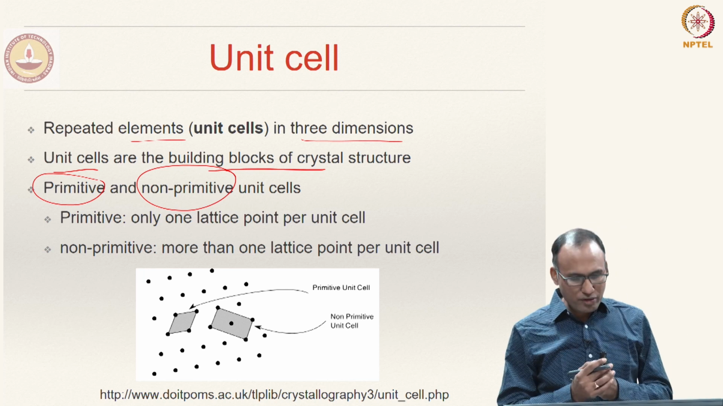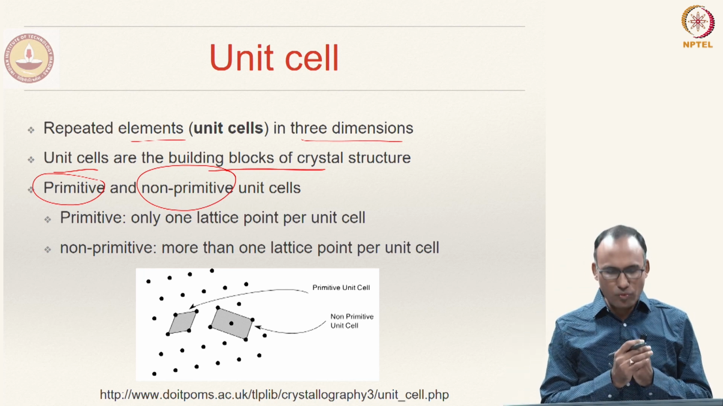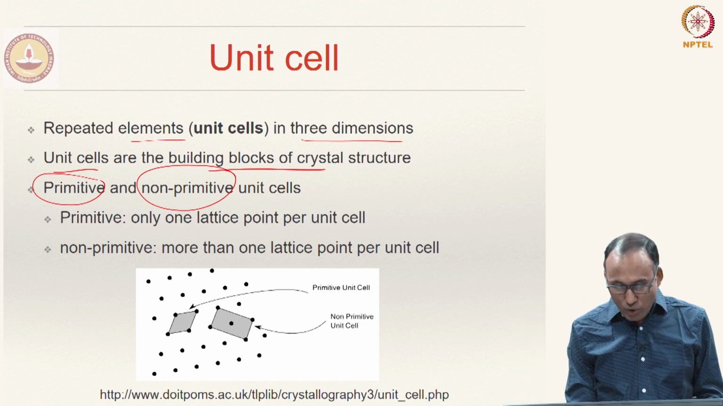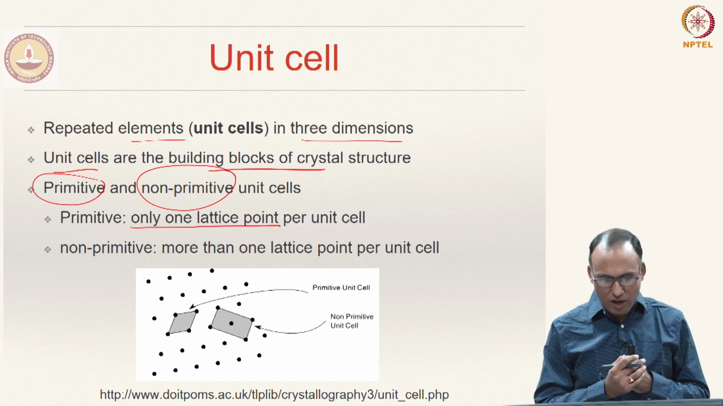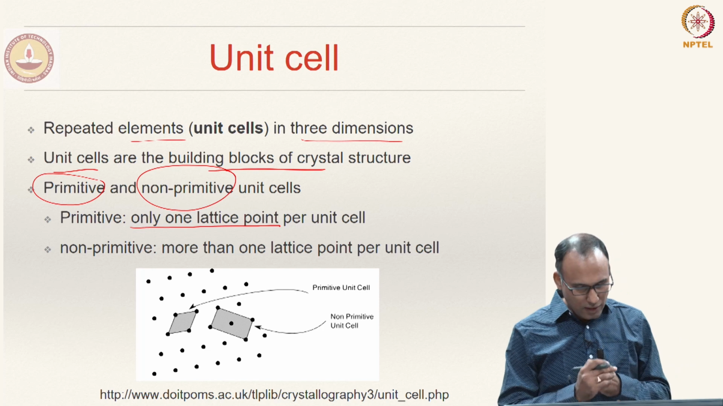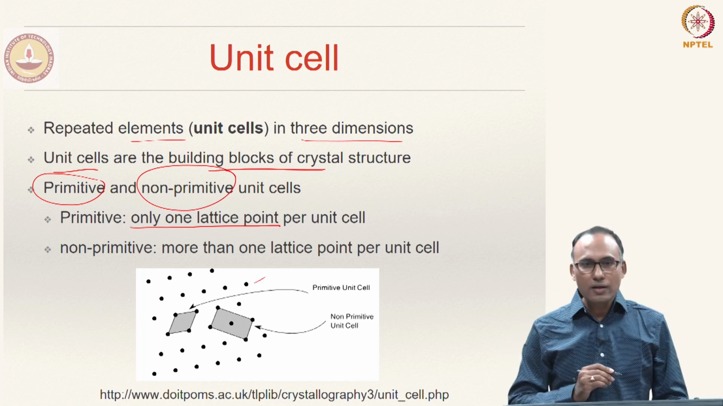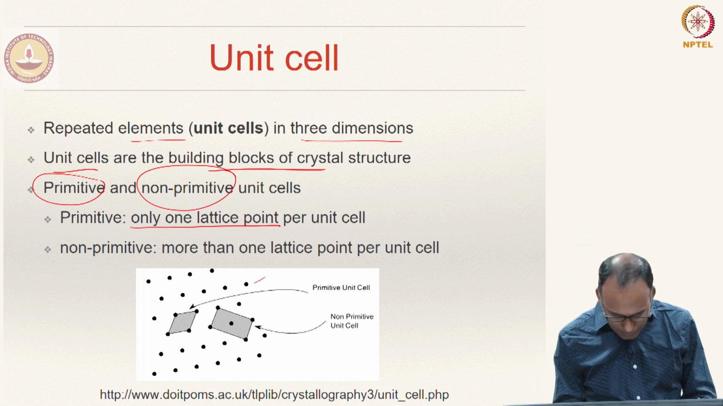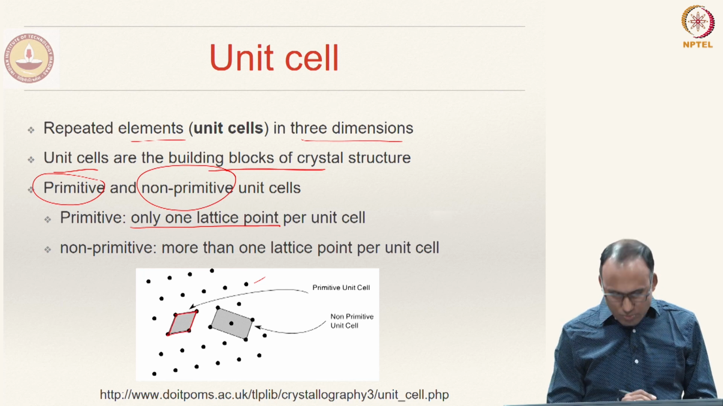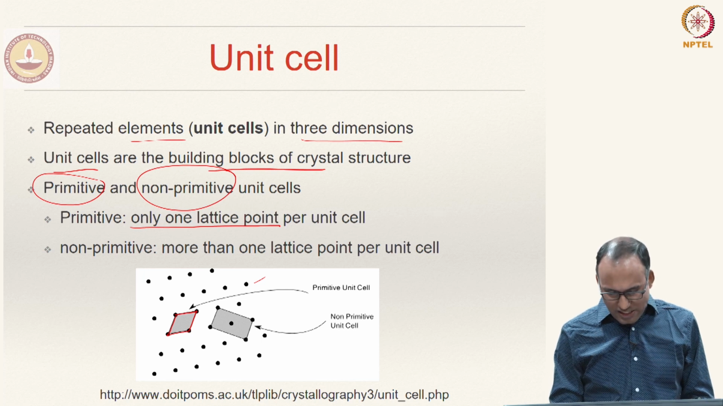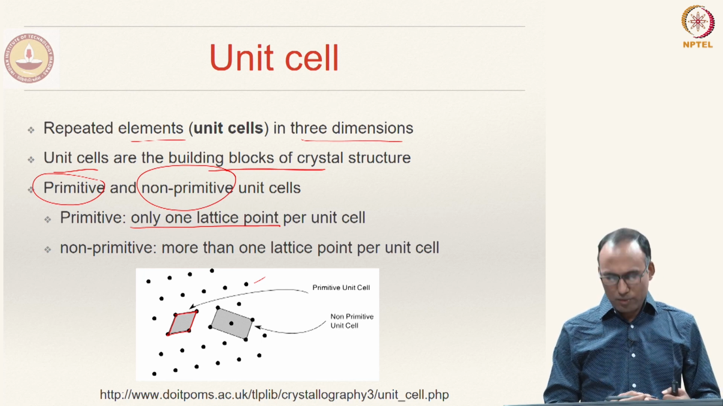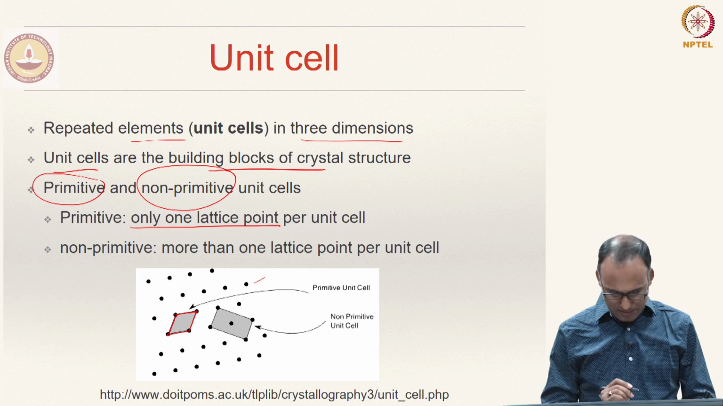What do we mean by primitive unit cell? A primitive unit cell is the one which has effectively only one lattice point per unit cell. A non-primitive unit cell can have more than one lattice point per unit cell. So, for instance, if you take this lattice, you can identify this parallelogram as one of the unit cells, and if you span it in 2D, you will be able to fill the space.